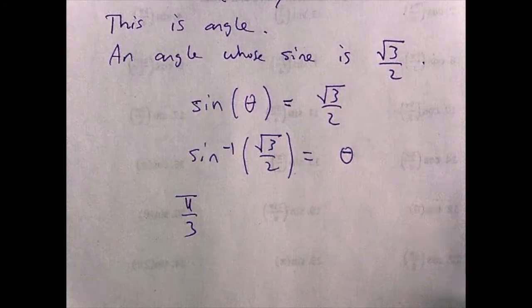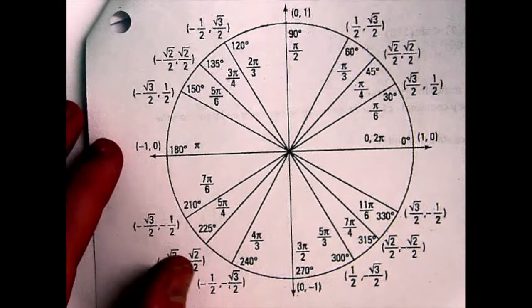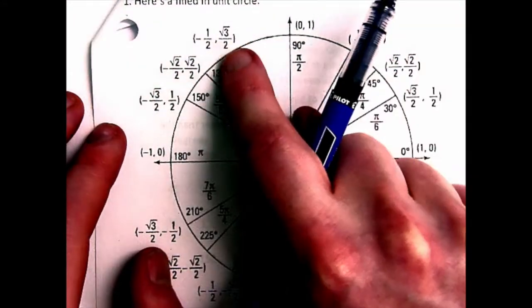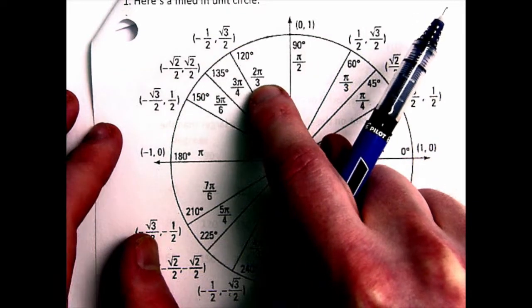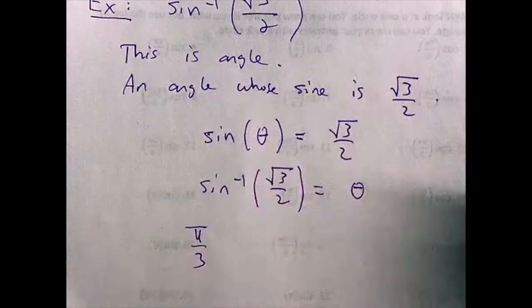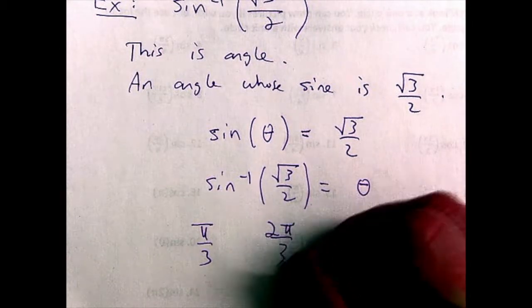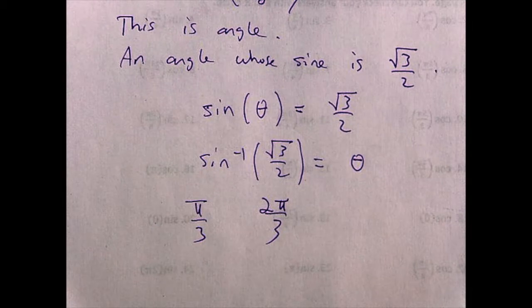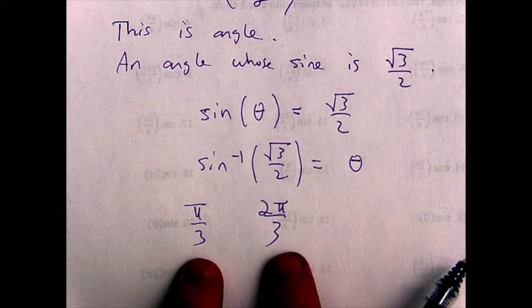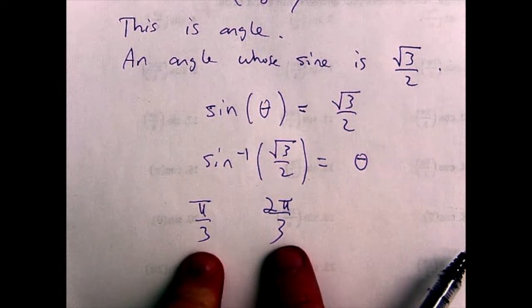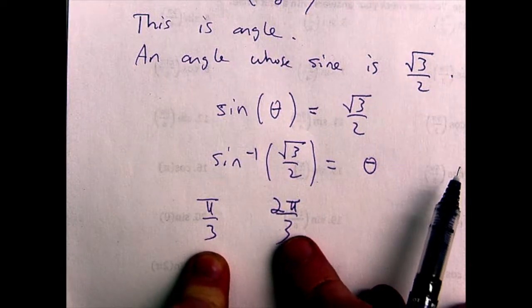Perhaps that's the answer. But that's not the only angle whose sine is root 3 over 2. On the unit circle, there's another one over here. Looks like 2 pi over 3. That is also an angle whose sine is root 3 over 2. So maybe it's 2 pi over 3. As a matter of fact, there are many other angles as well which have a y-coordinate of root 3 over 2. You could obtain them by adding and subtracting full rotations to either of these angles. But on the unit circle, we have at least 2 choices, right? Which of these choices is it?